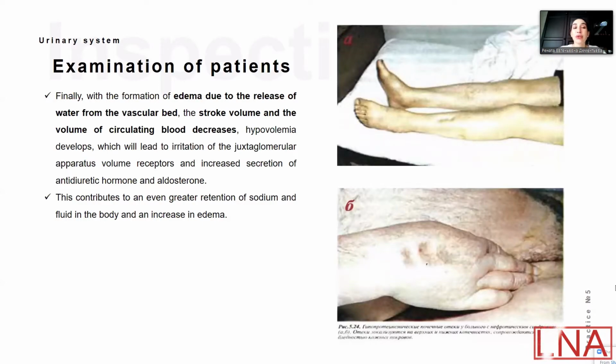Finally, with the formation of edema due to the release of water from the vascular bed, the stroke volume and the volume of circulating blood decrease, and hypovolemia develops, which will lead to irritation and stimulation of the juxtaglomerular apparatus and volume receptors, and increasing secretion of antidiuretic hormone and aldosterone. All these points lead to increasing retention and to increasing general blood circulation and ejection fraction.